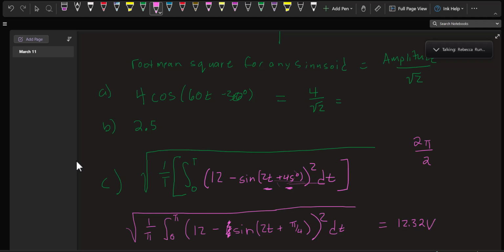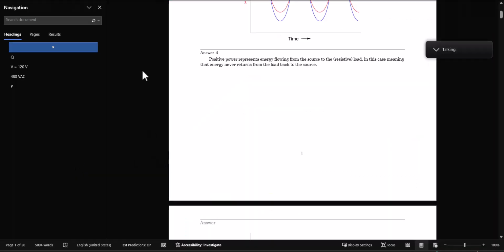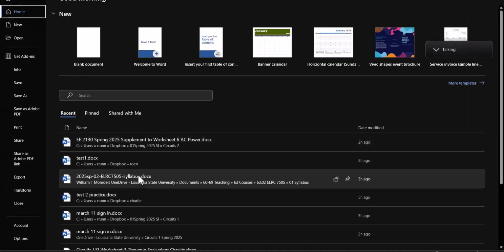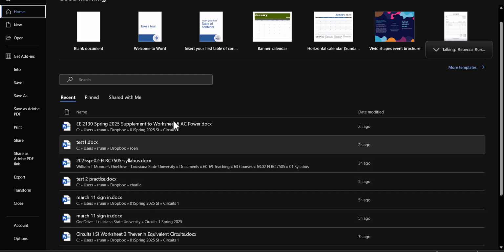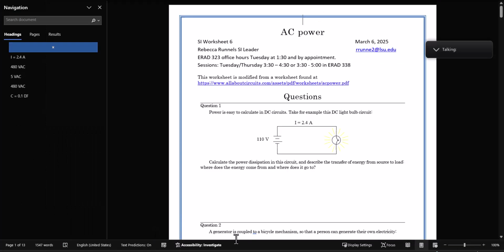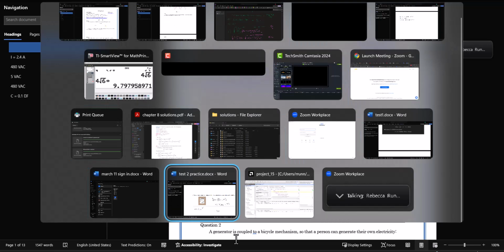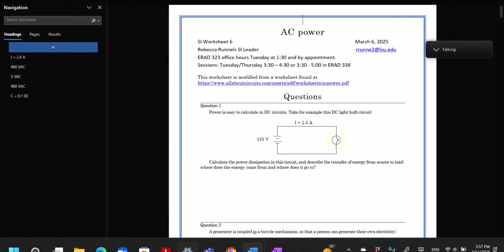All right, so let's move on now and go back to the worksheet that we started last time, and let's talk a little bit more about power. I didn't do the QR code, did I? Let me do that. Any questions while I'm pulling up the QR code?